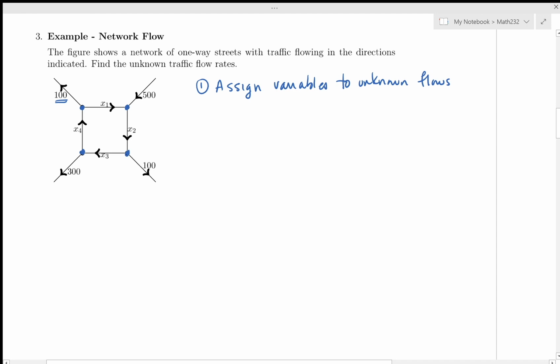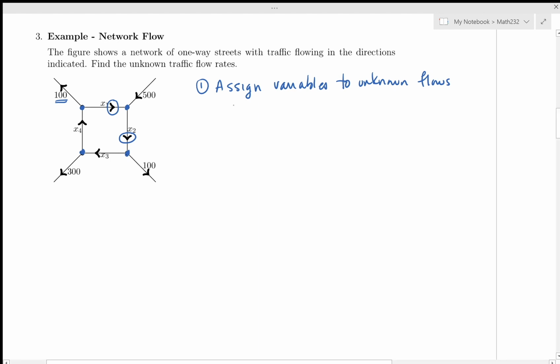What about the direction? You can see this is showing a direction. If X1 is positive, the direction will be from left to right. We don't actually know which direction that X1 flow is, but we don't have to worry about that, because if X1 turns out to be negative, that means we just have to reorient the arrow in the other direction. So let's make a note of that.